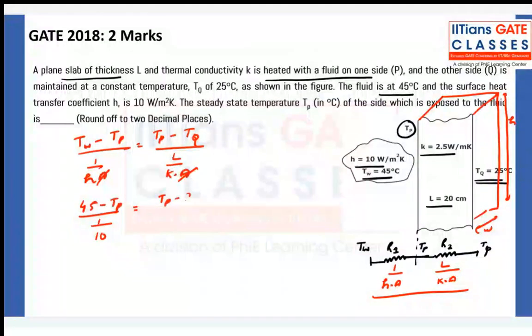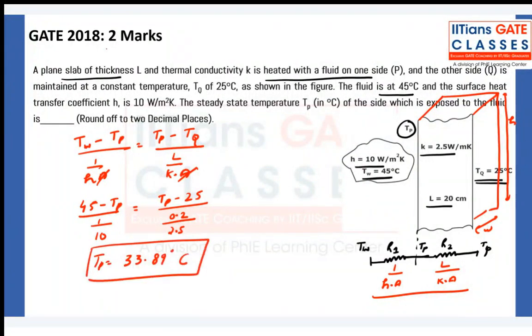L is how much? 20 centimeter, so 0.2, and conductivity is 2.5. Only one unknown is there, and Sahil has already solved it. Very nice. Sean says 45. No, Sean, 45 is not the answer. TP is 33.89 degrees Celsius. You see, this is a 2-mark question.